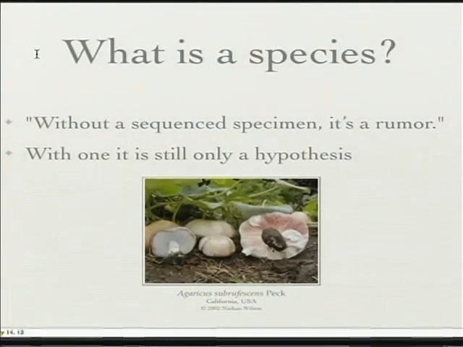And while there's certainly some debate I have with the statement, "without a sequence specimen, it's a rumor," it's a great thing to push buttons. But even with one, it is still only a hypothesis. So any identification is based on a set of scientific guesses that will change over time. It's remarkably stable for what it is when you really look at it, but it is unstable. As opposed to an observation.